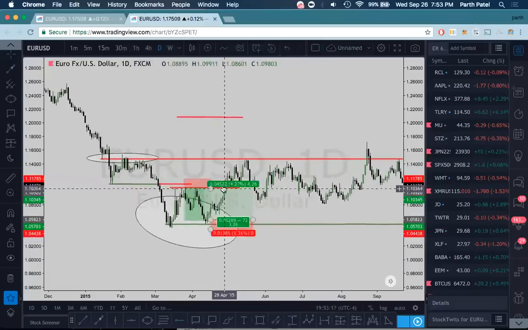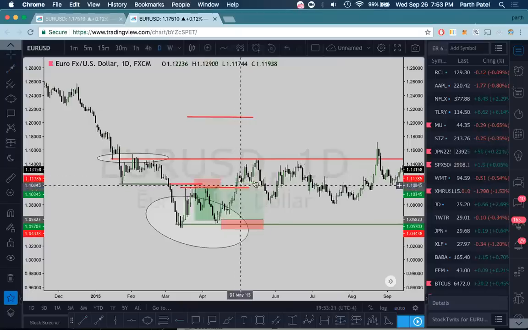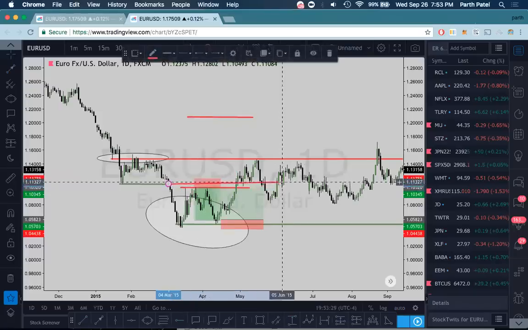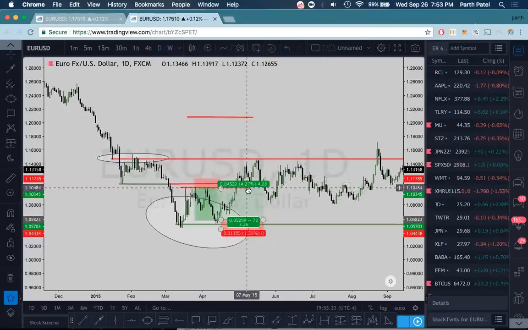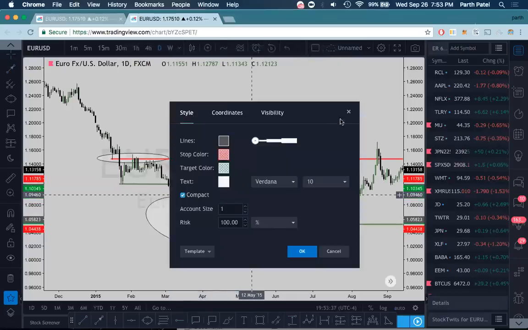After that, we break out here. Once we break out, clearly with a huge green candle, we come back into here and we retouch it. And we know that this right here, once that broke, that became green. And once this broke, this became green.